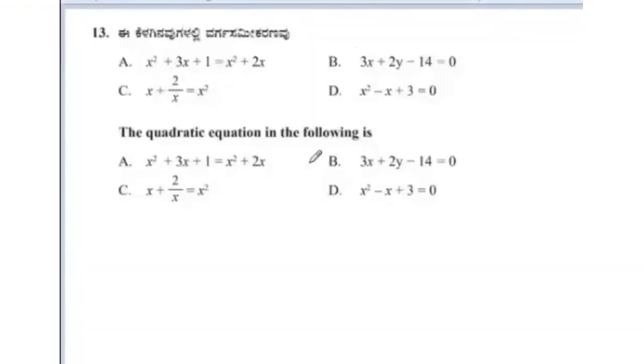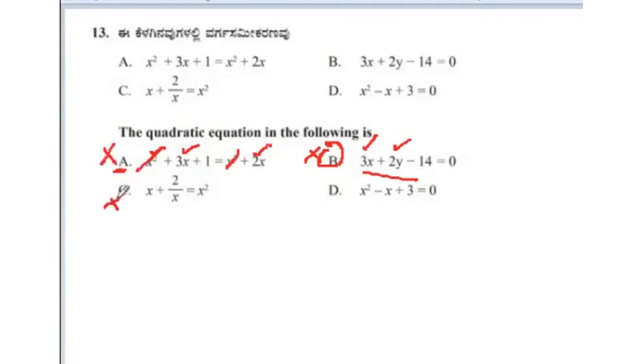13th question. Which of the following is a quadratic equation? We all know that a quadratic equation should have the highest degree as 2. In the first option, though the degree seems to be 2, there is x square on both sides, so x square gets cancelled, and this is not a quadratic equation because we have only a linear equation. Option B is not a quadratic equation, but a linear equation in two variables x and y.